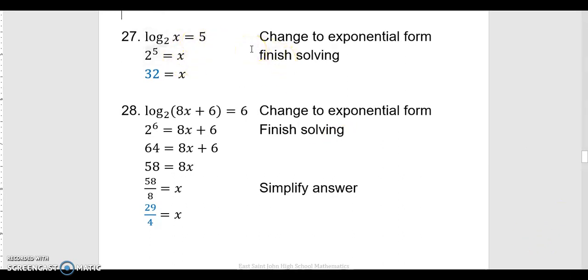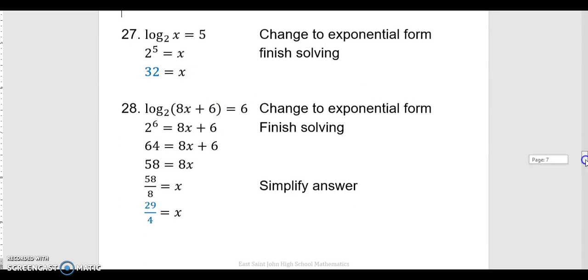So the first thing we want to do is change it to exponential form. So we'll have 2 raised to the 5th power. Remember, logs have a base. We have base, we have our argument, we have our exponent over here. So we'll take our base, raise it to the exponent, set it equal to our argument, and finish solving. So 2 raised to the 5th power equals x. 2 raised to the 5th power is 32. So x equals 32. 32 will be our answer.